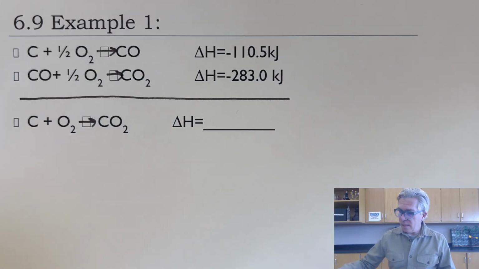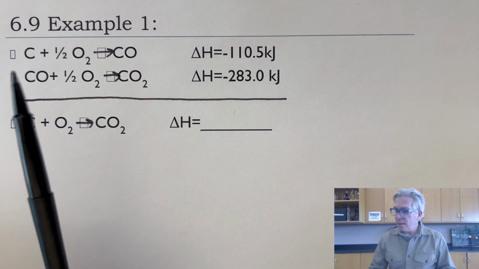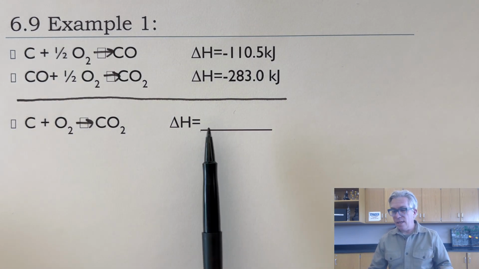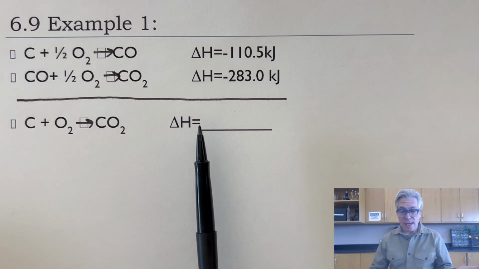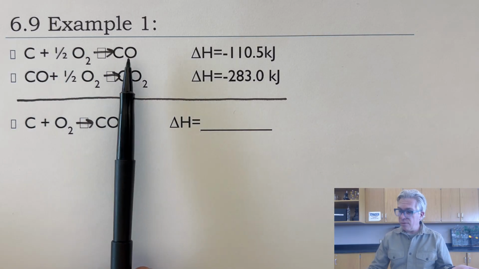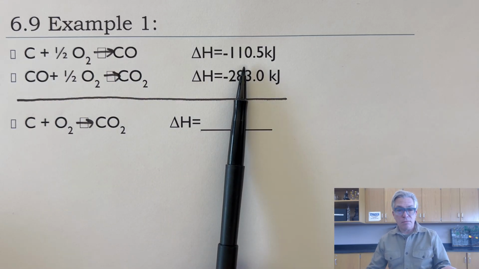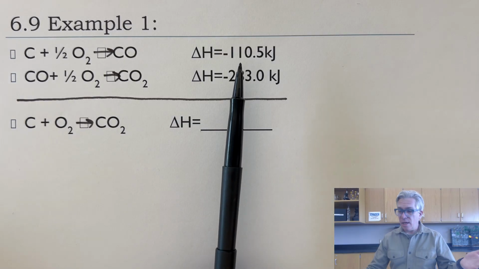You might see a couple of equations next to each other or above each other, and be asked to find delta H for a third or target reaction that you're wondering about. Let's take a look. Carbon plus 1/2 O2. If I take carbon and make carbon monoxide, I get 110 kilojoules out. I don't have to know that ahead of time. They just gave it to me.